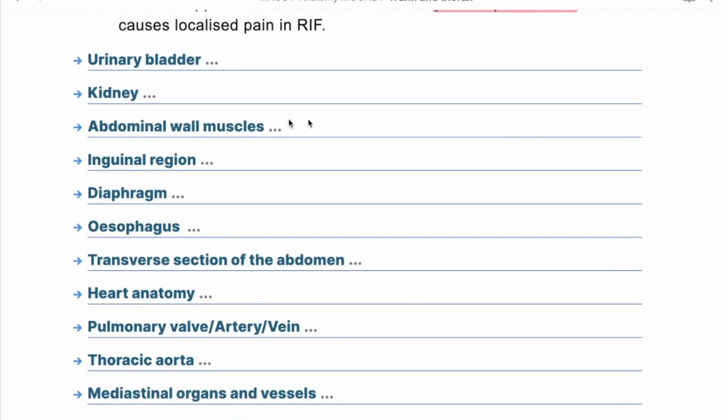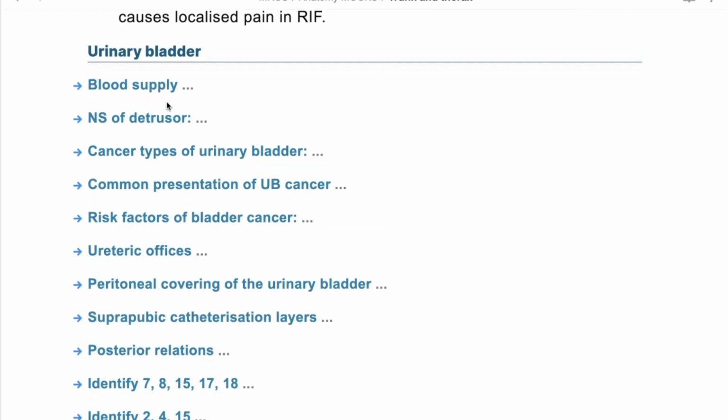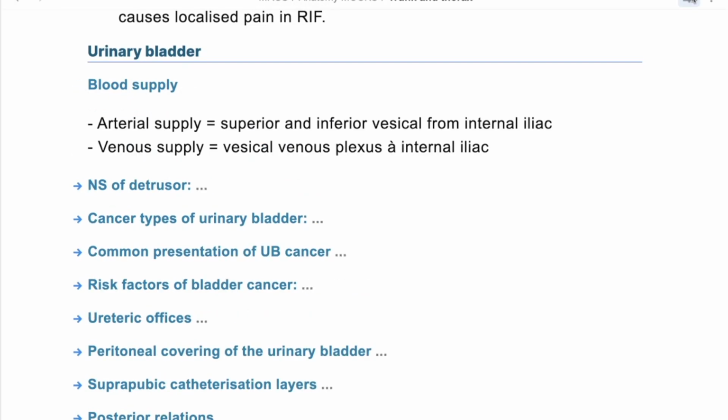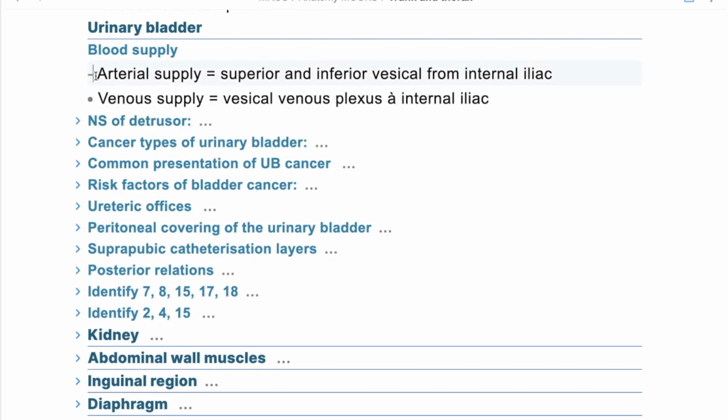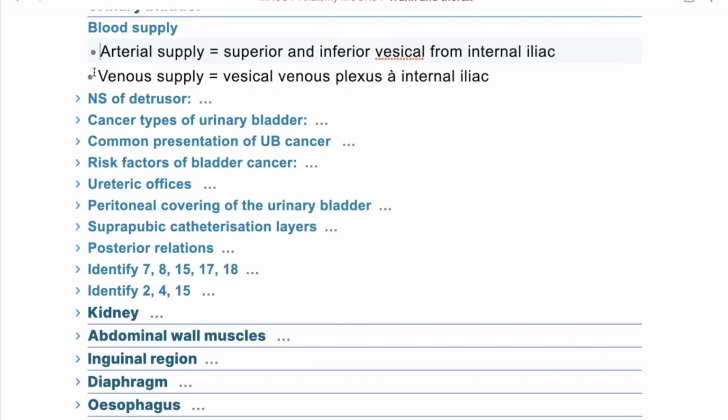So we have a few more things to cover. The urinary bladder. Can you tell me the blood supply of the urinary bladder? The urinary bladder is supplied by the superior and inferior vesical arteries, which are branches of the internal iliac arteries, and the venous drainage is by the vesical venous plexus, which drains into the internal iliac vein. Okay, well done.